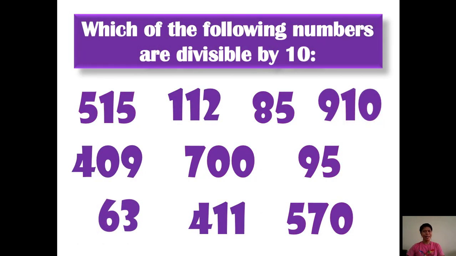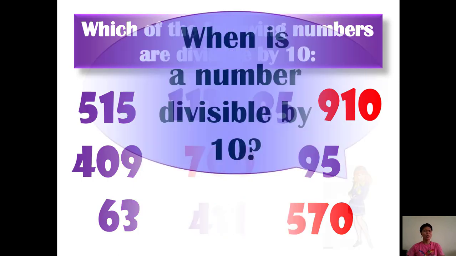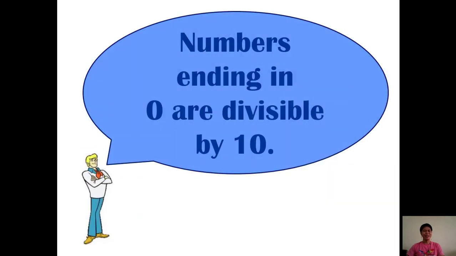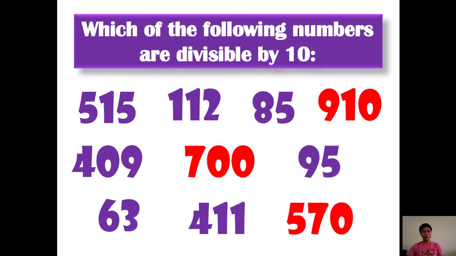How about by 10? Which of the following numbers are divisible by 10? Take a pick. Okay, I guess you got the correct answer. We have 910, 700, and 570. So when is a number divisible by 10? It is when numbers are ending in 0, they are divisible by 10. Very easy to remember. So, looking back at the examples, 910, 700, and 570 end with 0. Therefore, they are divisible by 10.